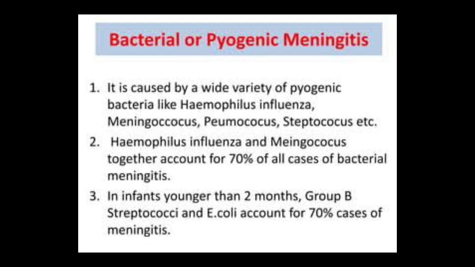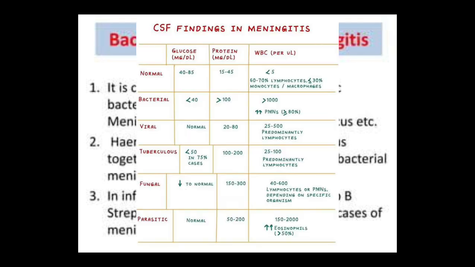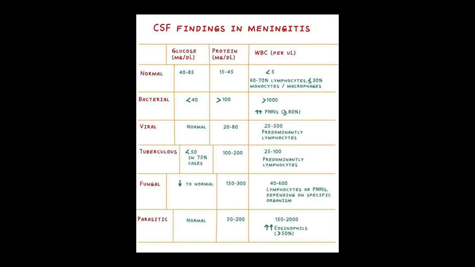So in bacterial or pyogenic meningitis, the most common organisms are pneumococcus, meningococcus, and Haemophilus influenzae. While in infants younger than 2 months, E. coli and group B streptococcus are also very common. In young age groups and in aged people greater than 55 years of age, listeria is also very common. So we have to give cover for listeria meningitis.